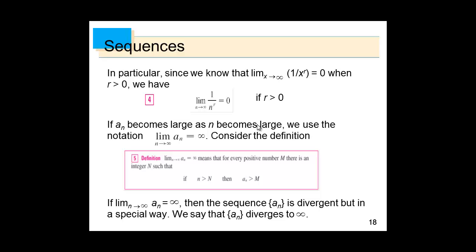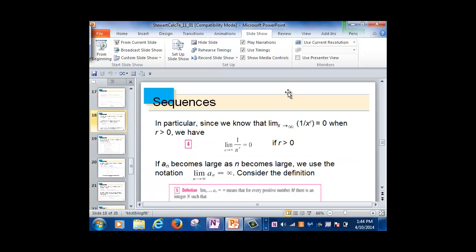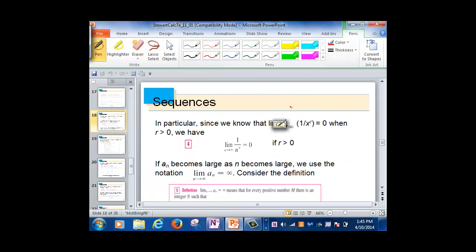If r is, for example, negative 2, what's the limit? It's not 0 anymore, right? Well, note that 1 over x to the negative 2, isn't that the same as x squared? You guys agree with that? So if I have 1 over x to the negative 2, that's the same as x squared, right? So if r is negative, then the limit is what? Infinity, right? The limit is infinity in that case.